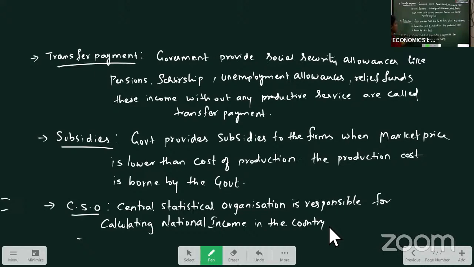CSO, that is Central Statistical Organization, which is responsible for calculating national income estimates in the country. Subsidies, what are subsidies? Government provides subsidies to the firm when market price is lower than the cost of production. In this case, the production cost is borne by the government. What are transfer payments? Government provides social security allowances like pension, scholarships, unemployment allowances, relief fund and all. So these incomes are given without any productive services. Such income is called transfer payment.